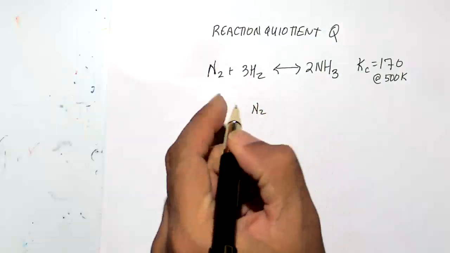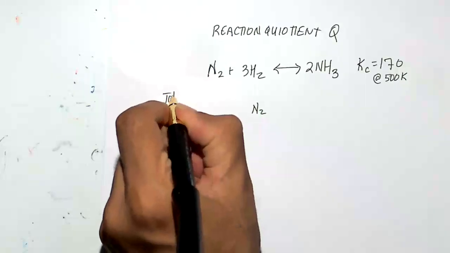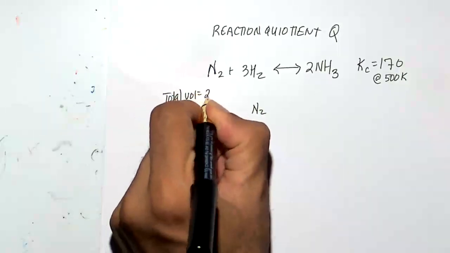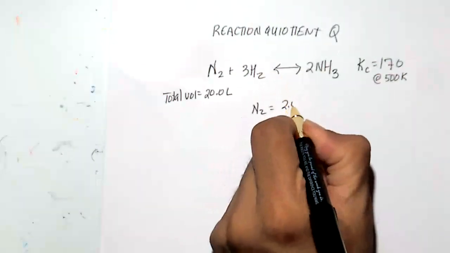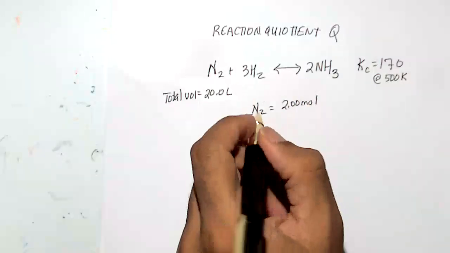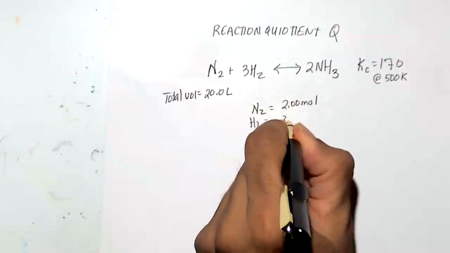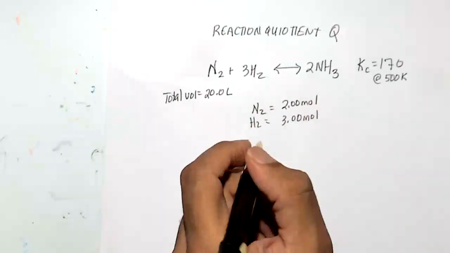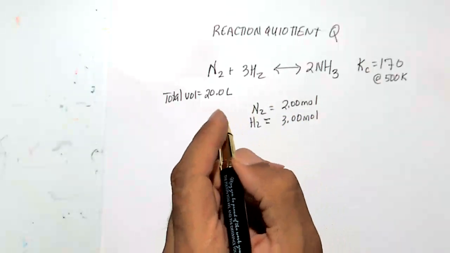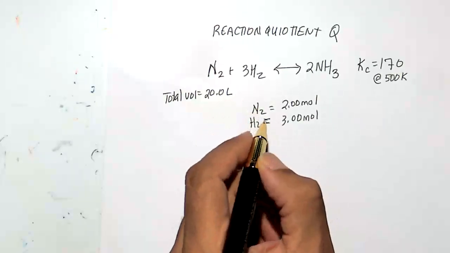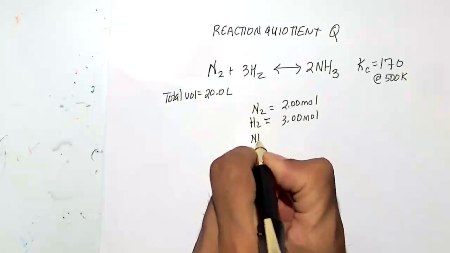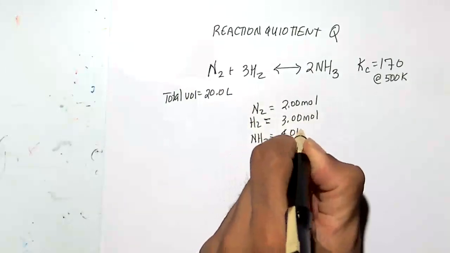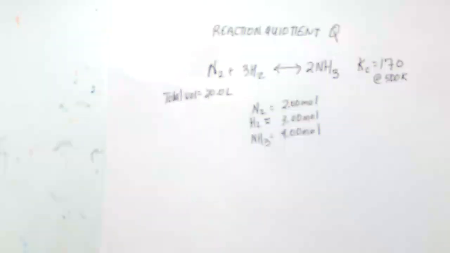So let's say for N2, we'll say the total volume is 20 liters. And for N2 we have 2 moles. For H2 we have 3 moles. I'm just throwing numbers here, but similar to what you'd see on the test. And then for NH3, 4 moles.